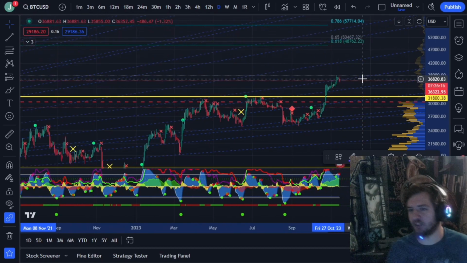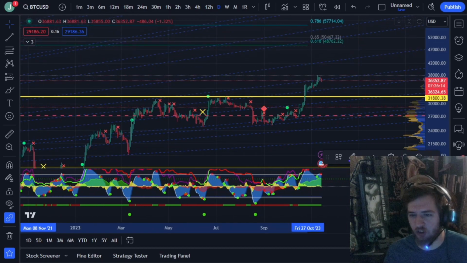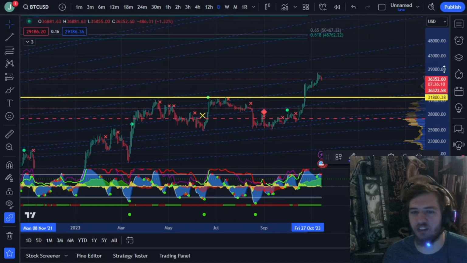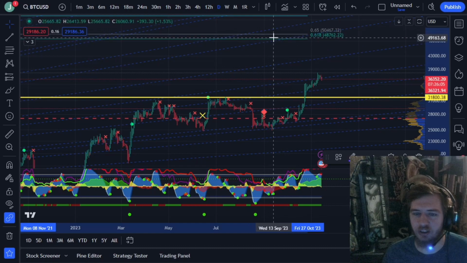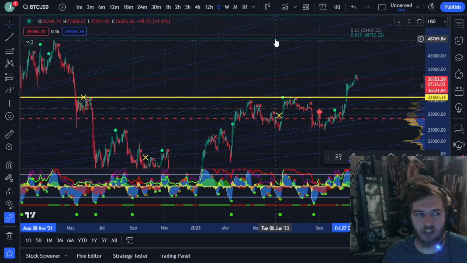But it all depends, guys. It could all go down to 0. It could all go up to 100K within a second. You never know. Bitcoin's going to Bitcoin. But this would be our next logical area.